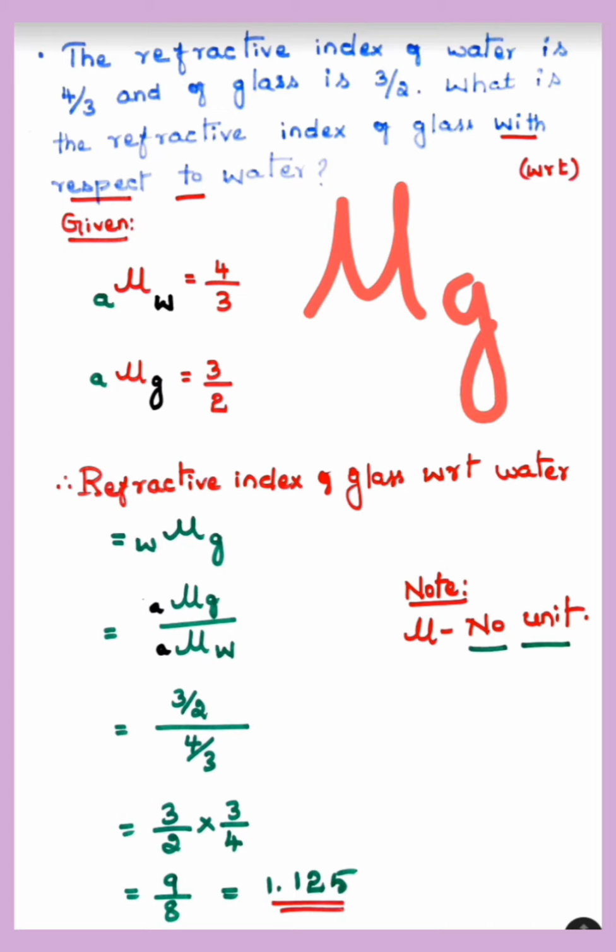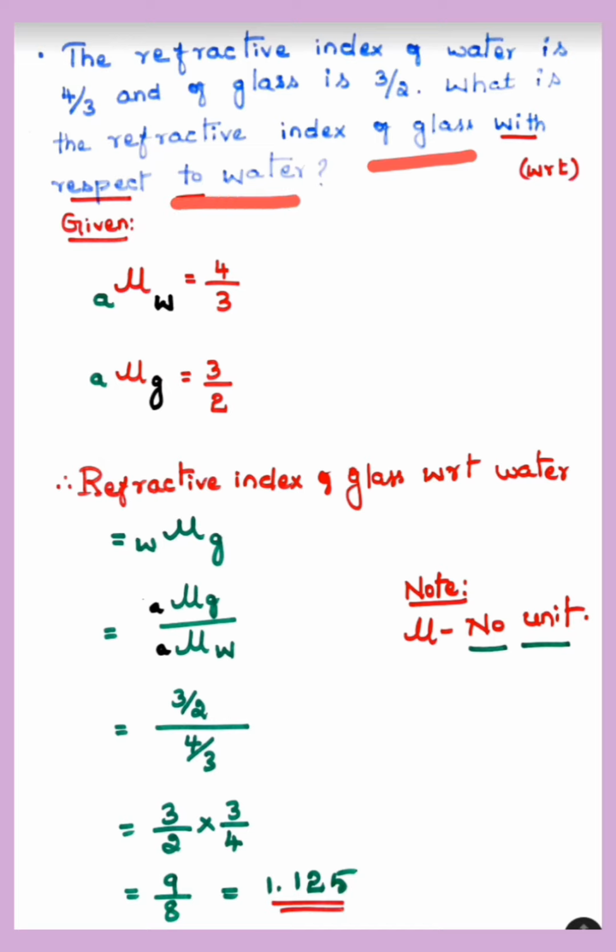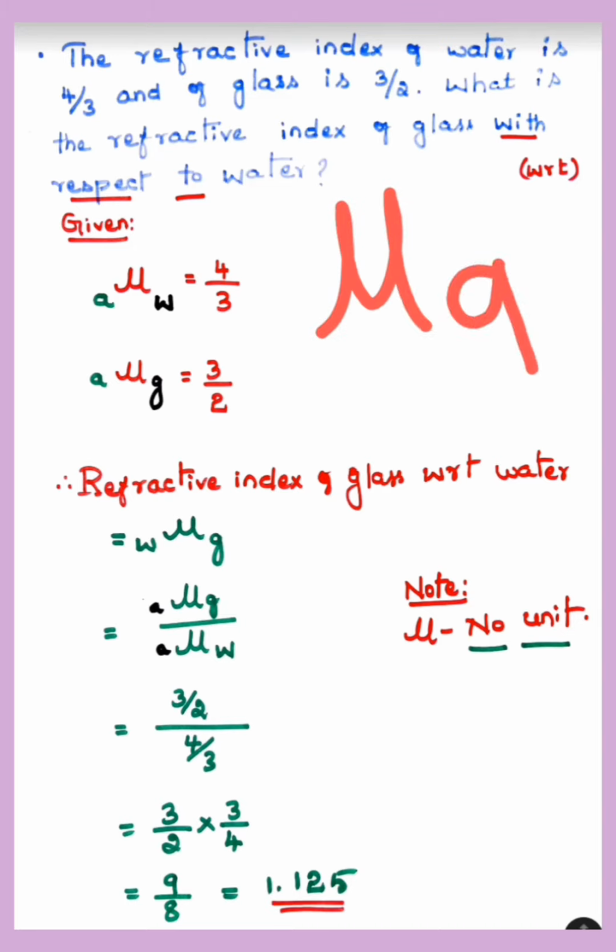It is with respect to what? If it is written plainly, it is with respect to air. It is understood in general. But whenever you come across two media like this, glass with respect to water is to be calculated. Hence, how do we write this? Refractive index mu of G with respect to water. You have to write it like this. Remember this: mu of G with respect to W, glass with respect to water. Hence, we express it like this.